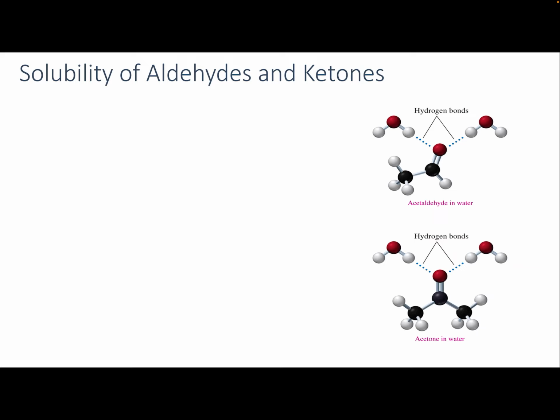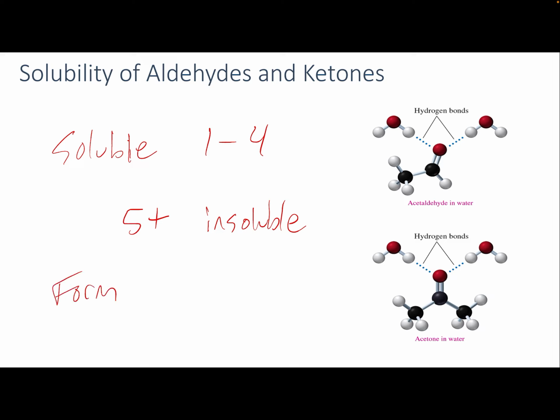All right. Solubility of alcohols and of aldehydes and ketones. With 1 to 4 carbons, they're soluble. So just to reiterate, soluble: 1 to 4 carbons. 5 or more becomes slightly soluble, maybe, but 5 or more, let's just say, insoluble. I know with 5 it could be soluble, but it really depends on what the groups are. And the reason that these are soluble is because they form hydrogen bonds.